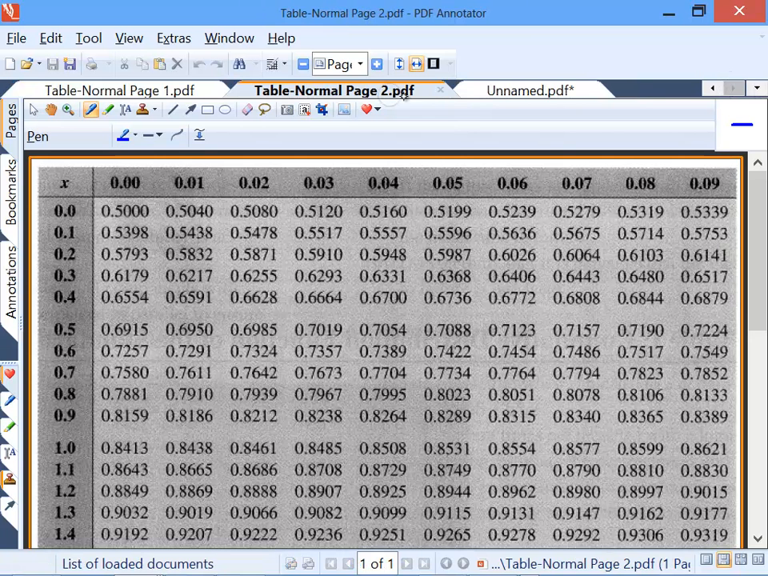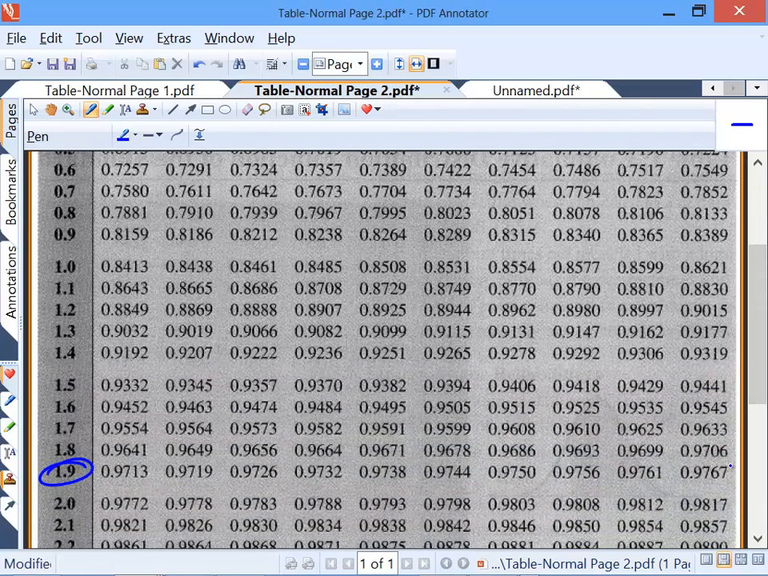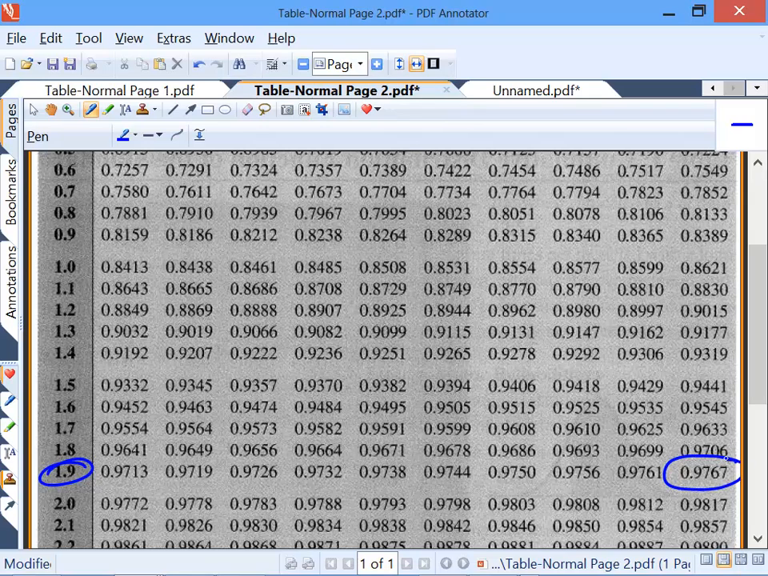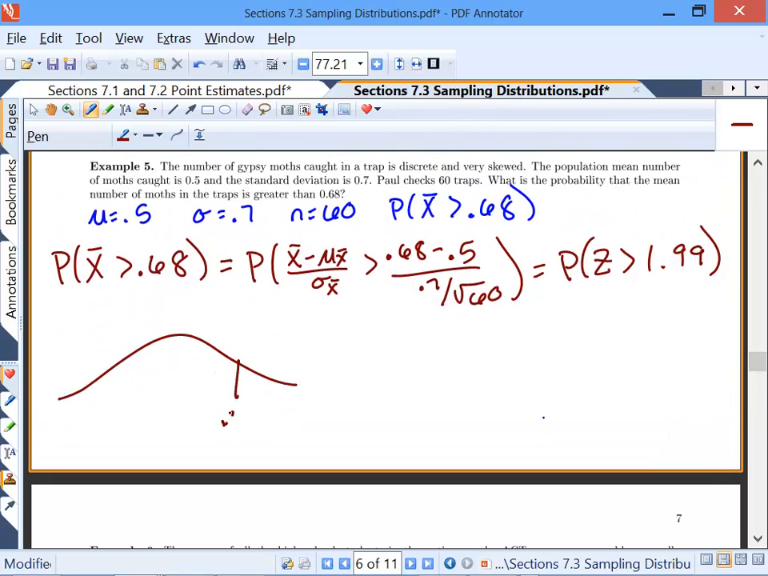So if I go to my standard normal table, I'm looking for a z value of 1.9, and then 9 would be the last column. So it looks like that probability is 0.9767. But where does that 0.9767 go? To the left. So I need to do 1 minus that to get my correct probability.